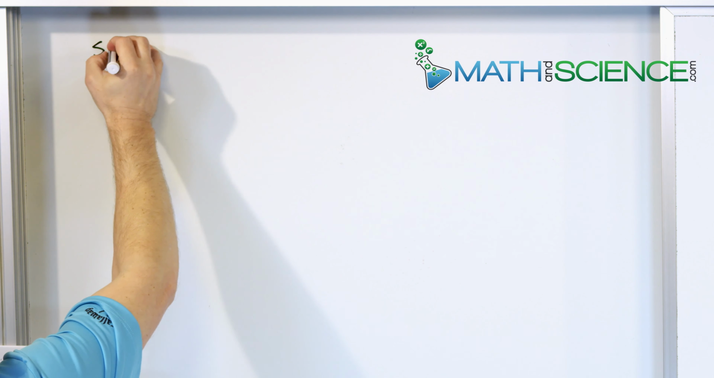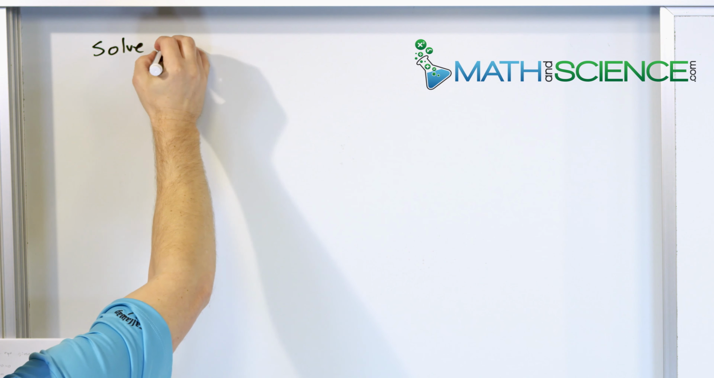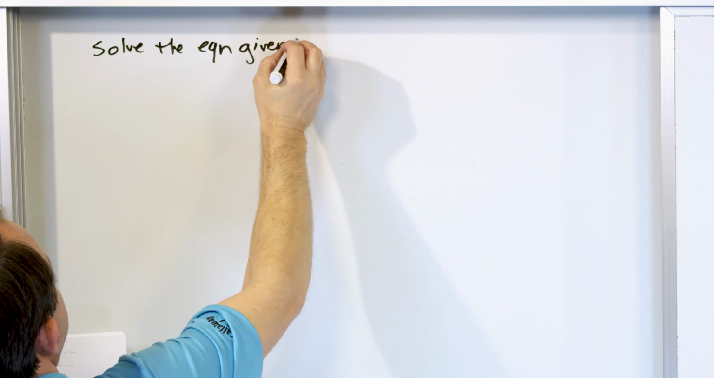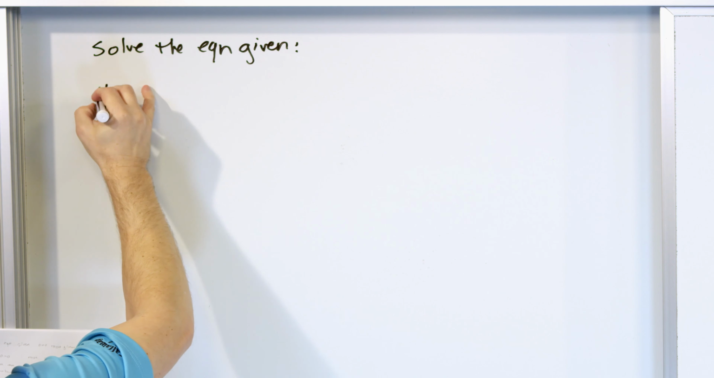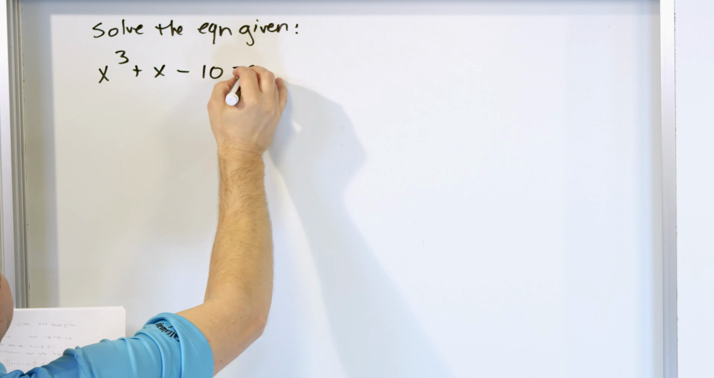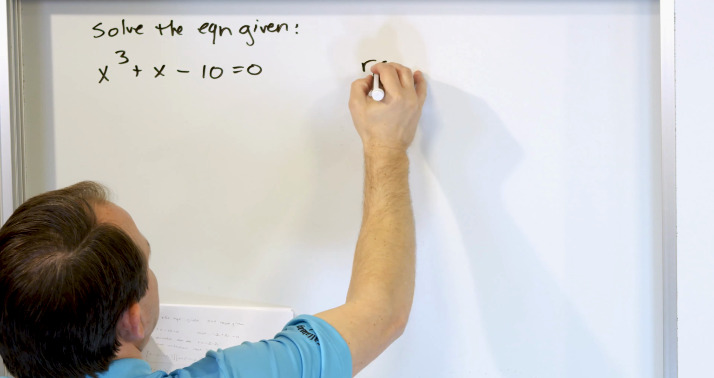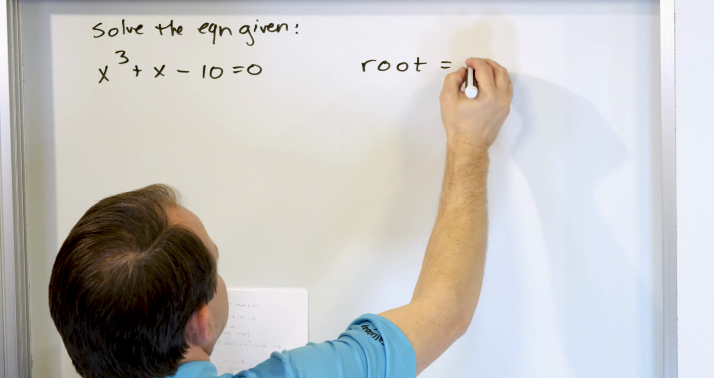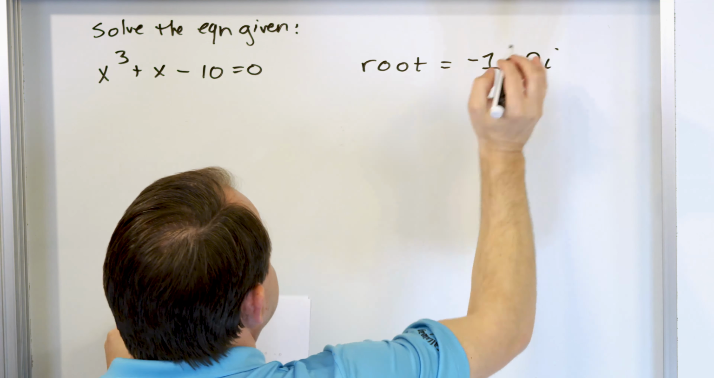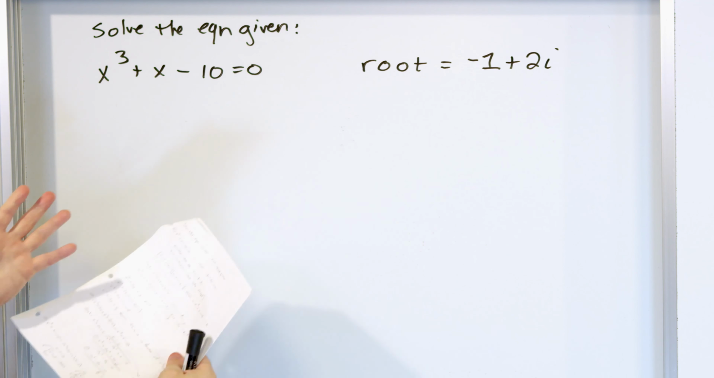We want to solve the equation given. And the equation I'm giving you is x cubed plus x minus 10 is equal to 0. And you're also given that a root of this equation is equal to negative 1 plus 2i. So you're basically told to solve the equation.